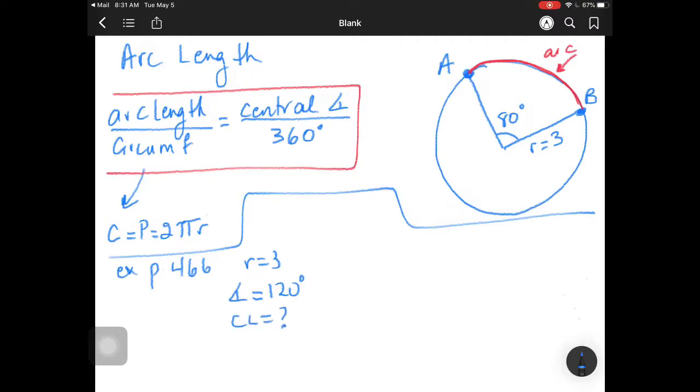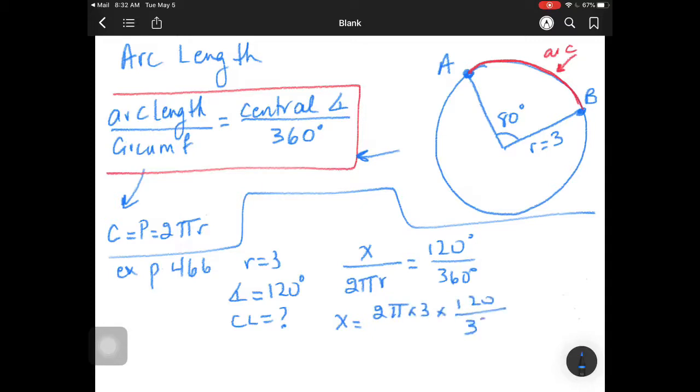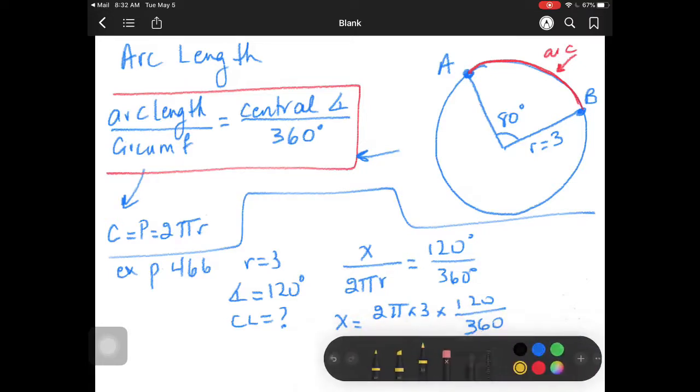So simply you use this, the arc length that you're looking for, it's unknown. The circumference is 2 pi r. The central angle is given to me here as 120 divided by 360. So x equals 2 pi times 3 times 120 divided by 360.